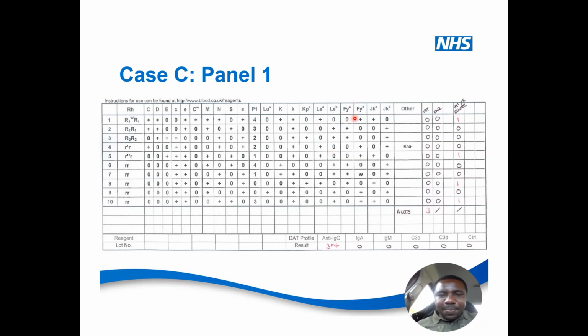While LUEB is positive on cell number 2, then negative on the patient, you cancel it. FYA is positive on cell number 2, then you cancel FYA because this is negative on cell number 2. Then FYB is positive on cell number 1, but on cell number 4 it is positive while it is negative here, therefore you cancel.